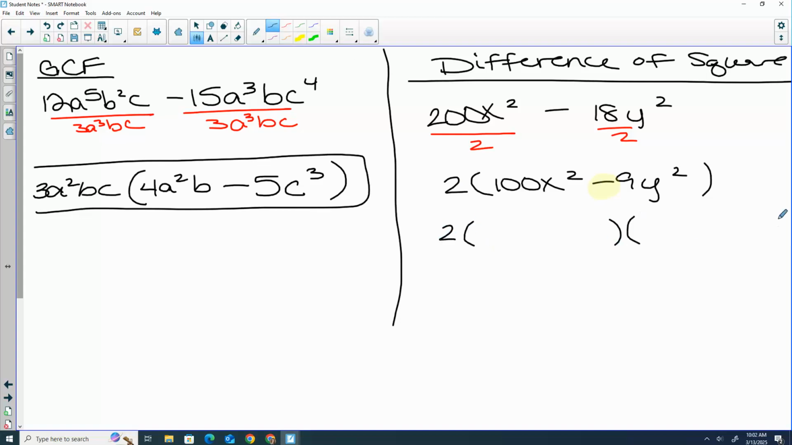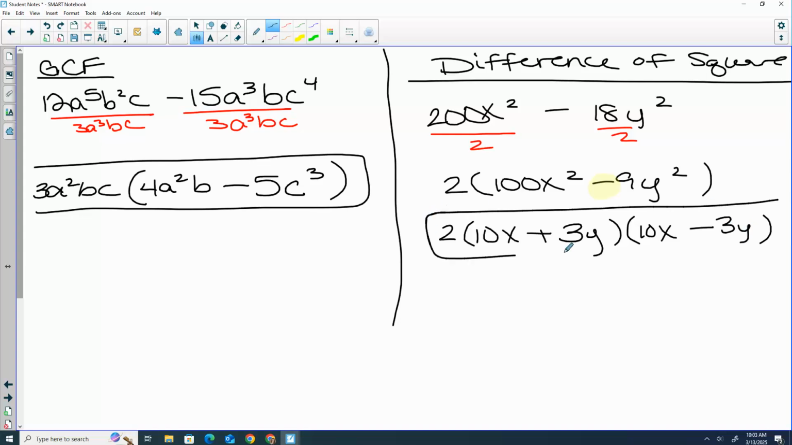So then remember it was 2 identical parentheses except one's positive and one's negative. What's the square root of 100? 10. If you have 2 x's, how many does each get? 1. So we have 10x and 10x. What's the square root of 9? If you have 2 y's, how many does each get? 3y and 3y. And so it factors like that. So those are the old pieces that are on here as well.